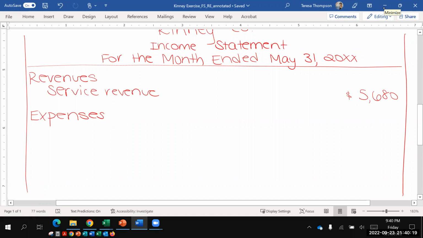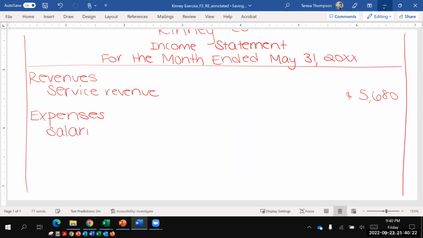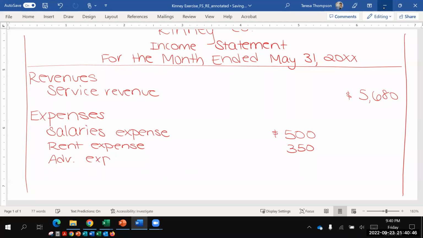Expenses, we're going to have more than 1. We said we're going to list them by dollar amount. Salaries expense, we said was the largest expense. So that's going to move in a column, $500. The next largest was rent expense. The rent expense from up above, $350. Advertising expense was the next one at $200. And then finally utilities at $140. Okay, so we had more than 1, which is why we had to move in a column.